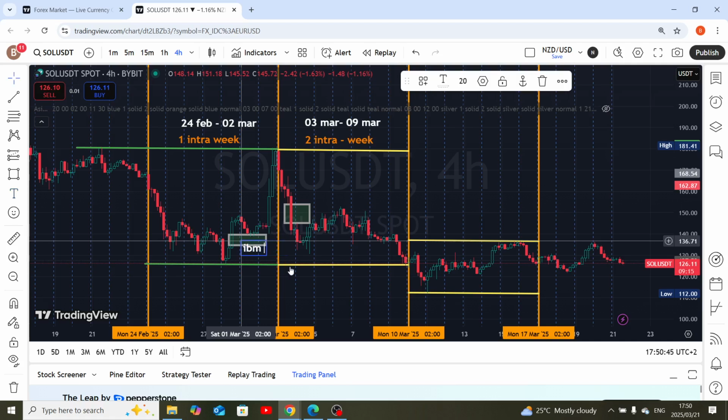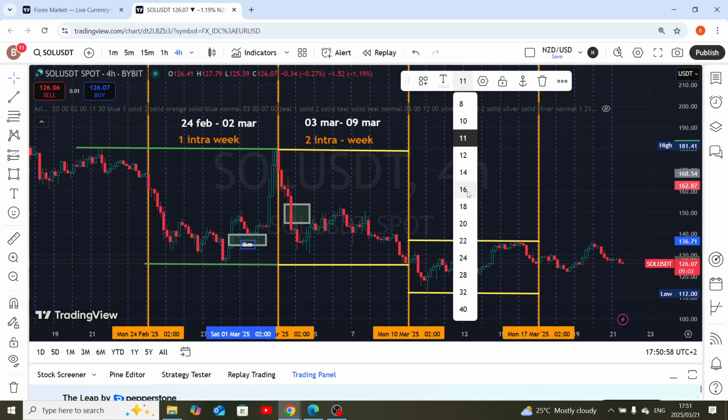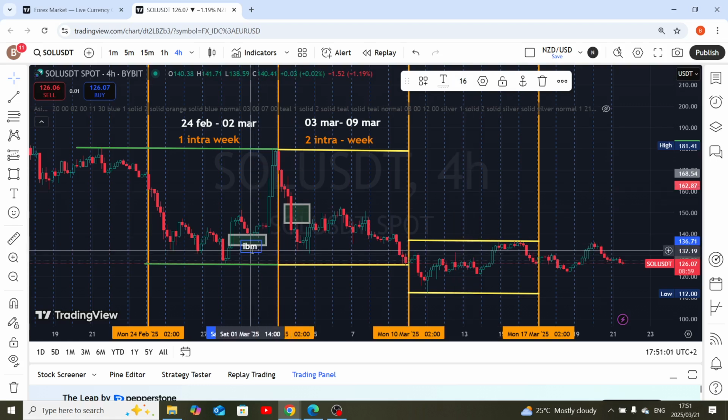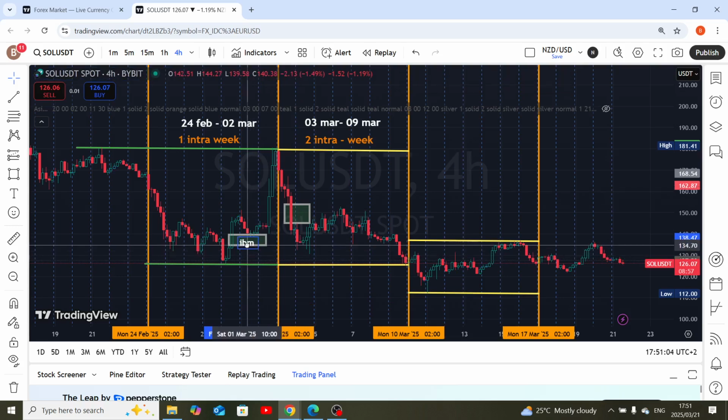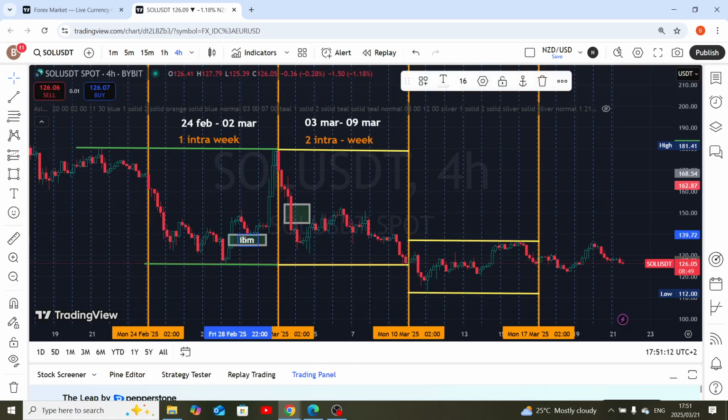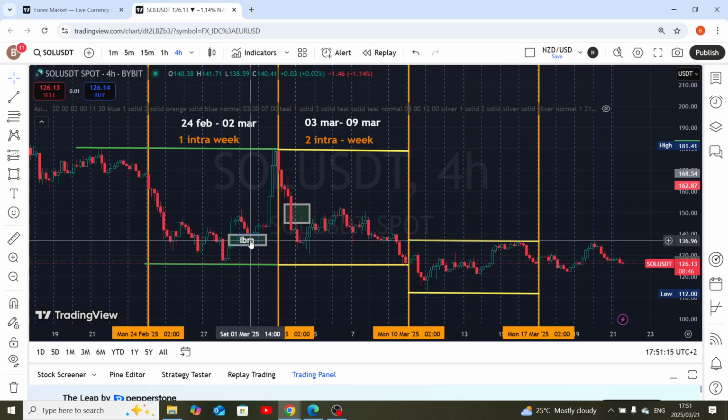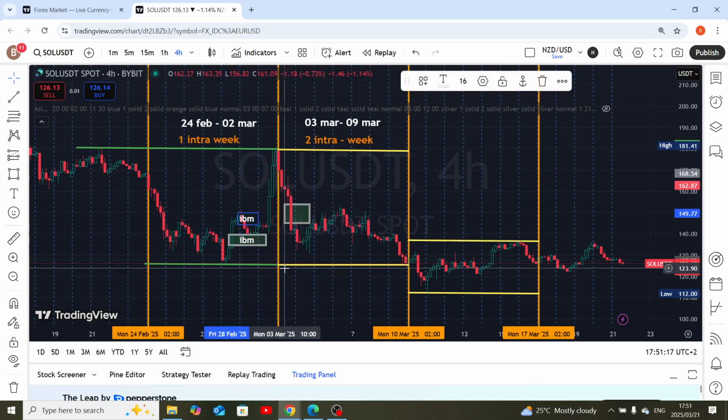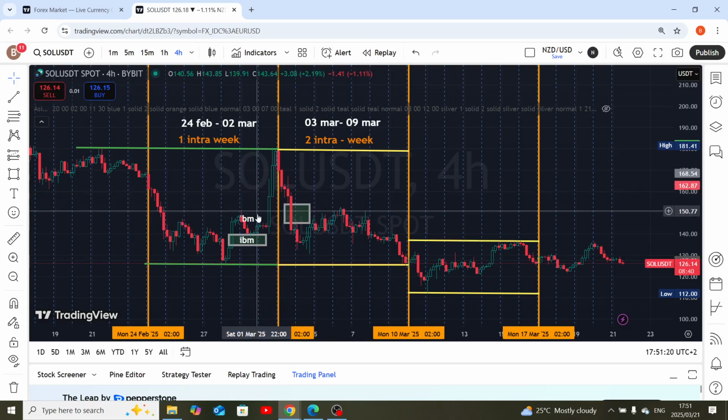IBM. So let me reduce this IBM here. No, it's too small, let's say 16, so that you can identify what the thing is. It's an imbalance. Okay, so I can clone that imbalance, and I can use it on this imbalance too.